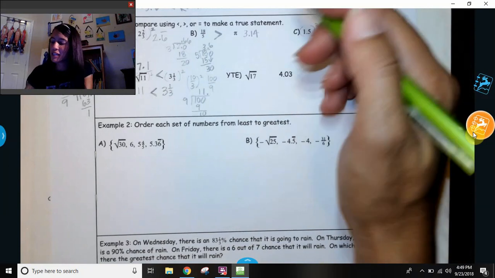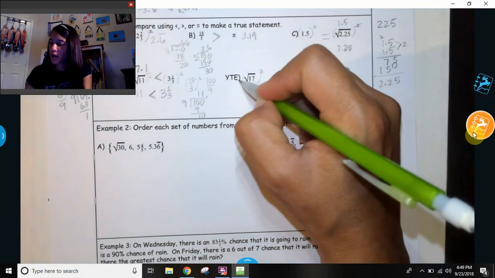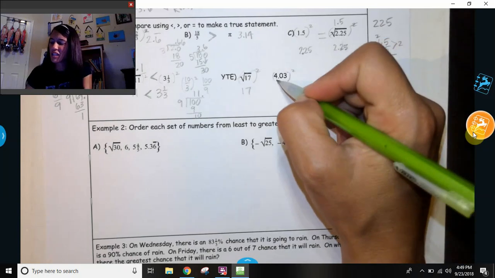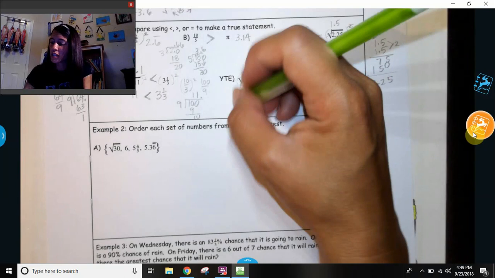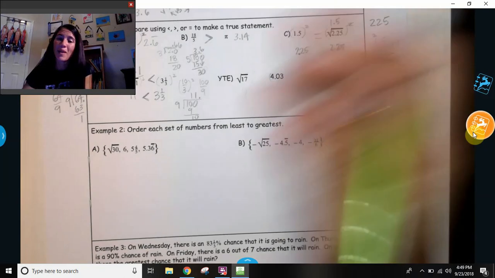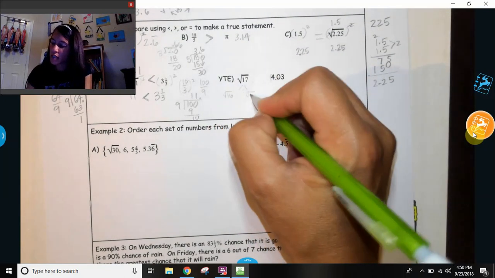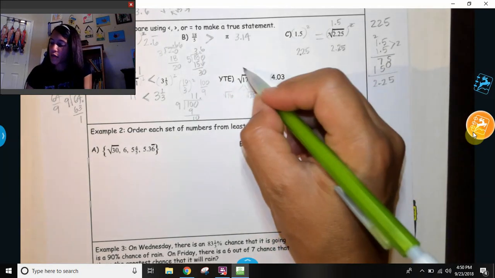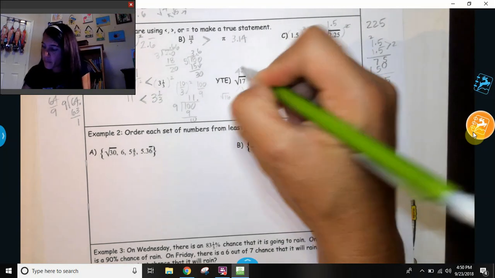All right, you try E. Square root of 17 and 4.03. Again, I would square, so I'm left with 17. And I would square that. Actually, this is 3 digits. I don't really want to square 3 digits because that's a lot of multiplication. So maybe it would just be easier to estimate. This is going to be between the square root of 16 and the square root of 25. And so because it's between 4 and 5, it's going to be 4 point something.